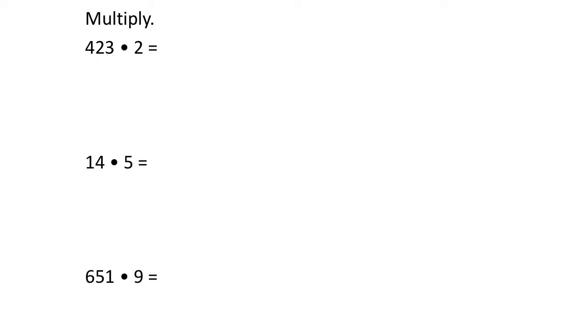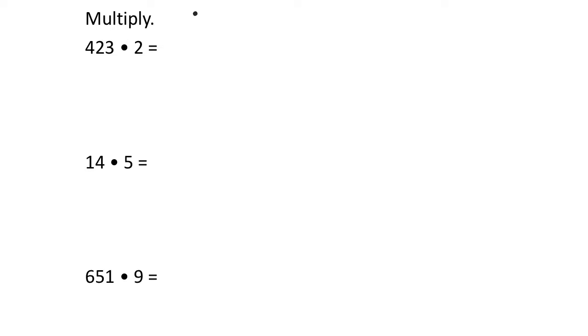But that also means that having at least the basic multiplication facts down from 0 to 12 is pretty crucial, right? Because by separating these into place values, it allows us to multiply by one digit at a time. So 423 times 2, that's our top one here.